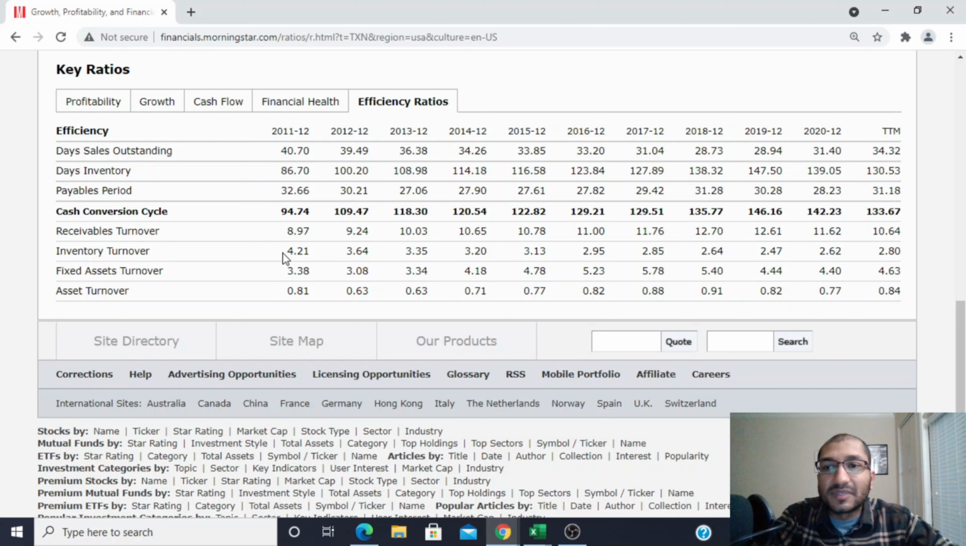Back in 2011, the company's inventory turnover was about 4.21 times, and for the year 2020, it's about 2.62 times. Ideally, we want the company's inventory turnover to be staying steady or increasing. However, in the case of TI, the inventory turnover has been decreasing. In other words, the company was a lot more efficient with its inventory in 2011 than it was in 2020.